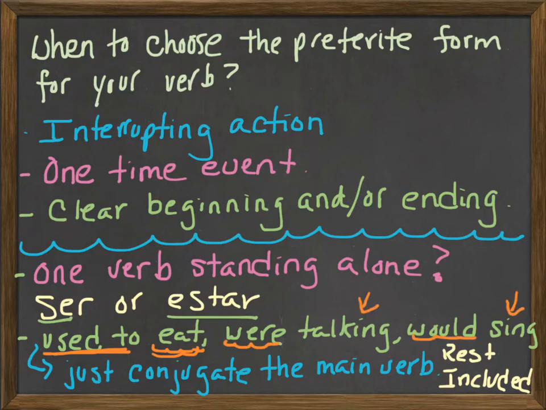All this other stuff, these little helping parts, are all included. See down here I said the rest is included. So just conjugate the main verb, put your past tense ending on it, and don't worry about trying to conjugate or translate the were or the would or the used to part. Okay? Alright, I hope that helps.